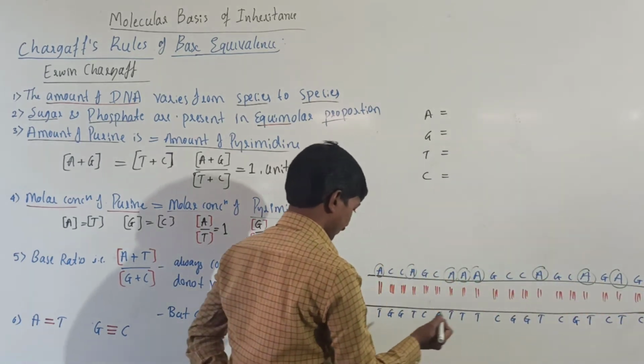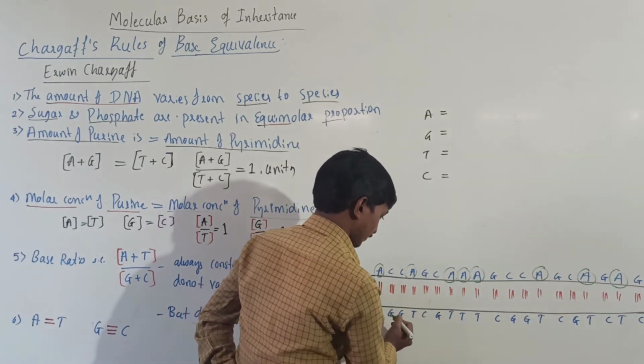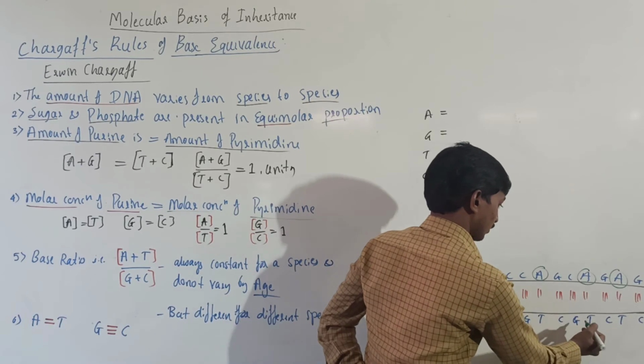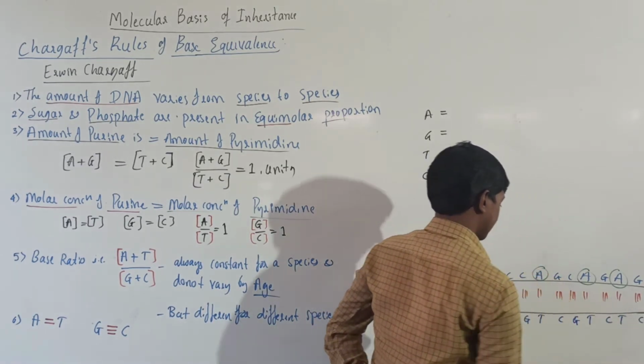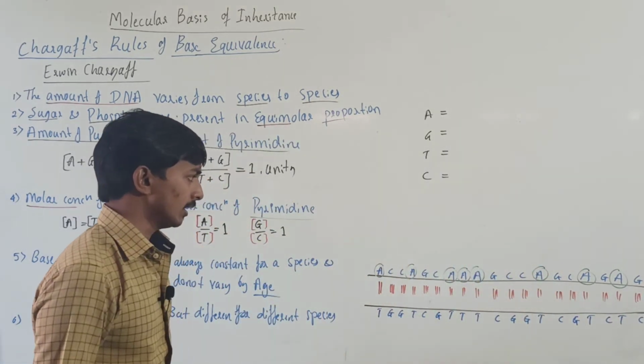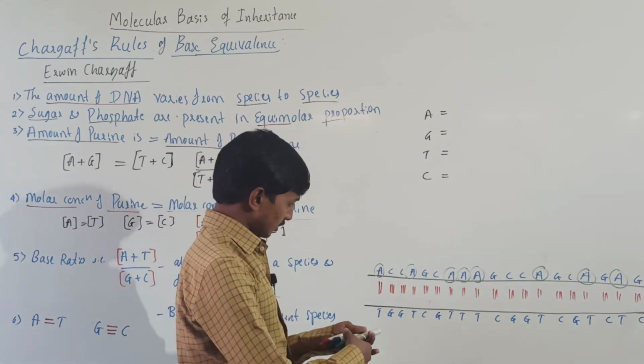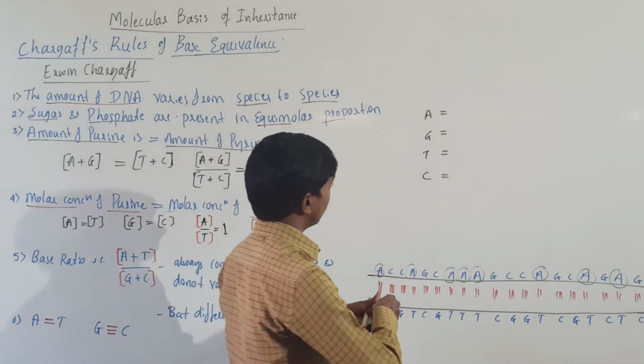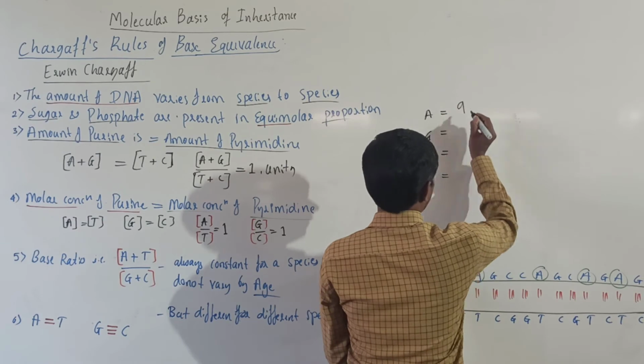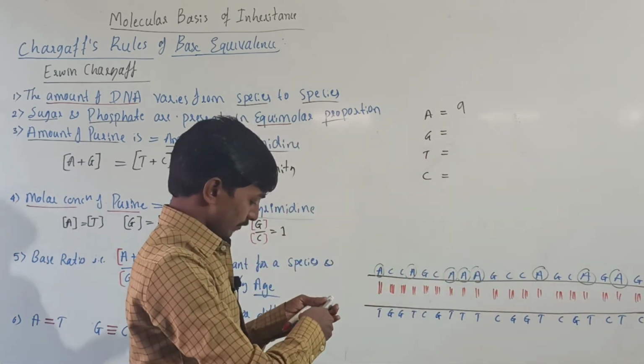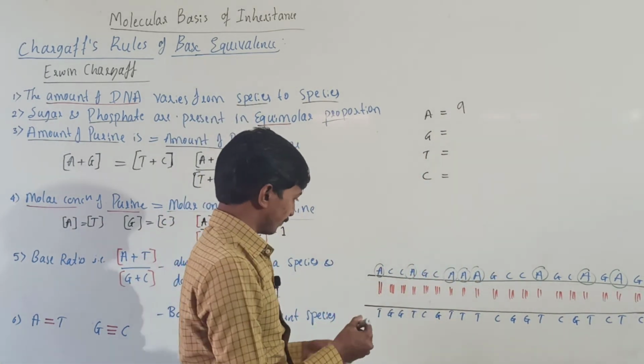1, 2, 3, 4, 5, 6, 7, 8, adenine. Next, 9 adenines are there. Okay, there are 9 adenines in this DNA. Number of adenine is 9. Next, we'll count the guanines.